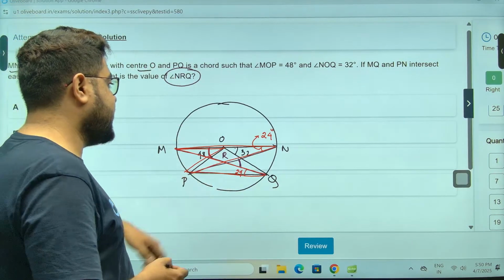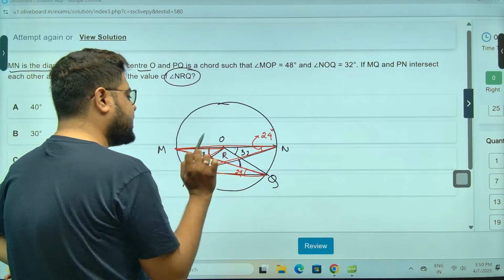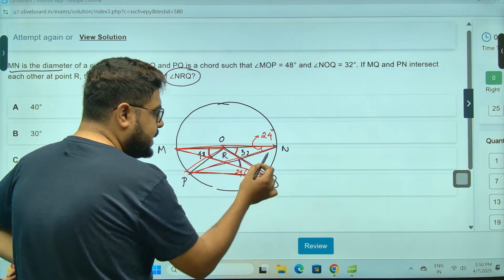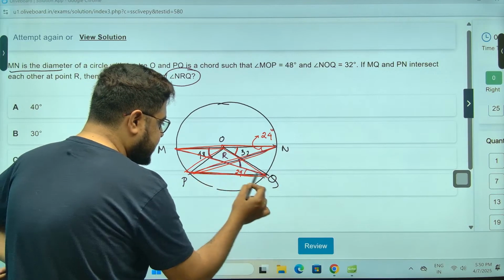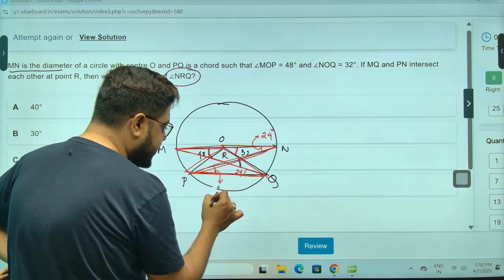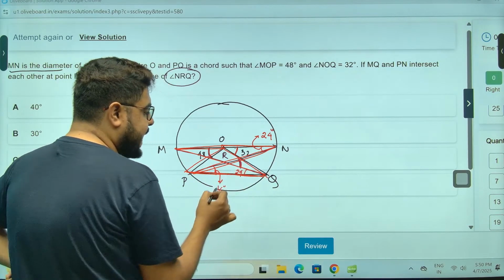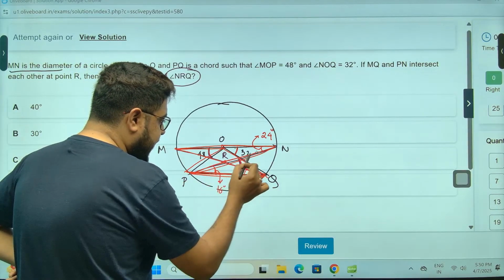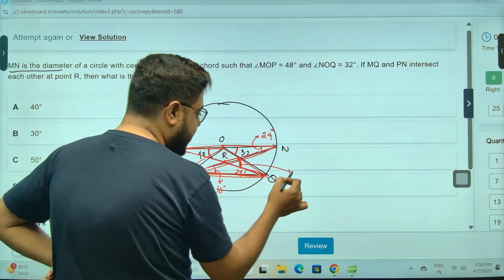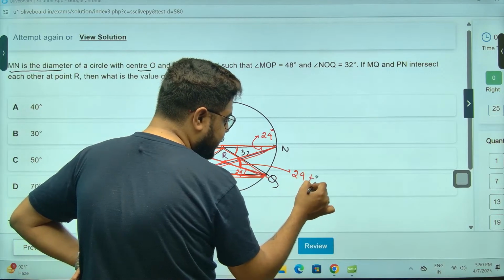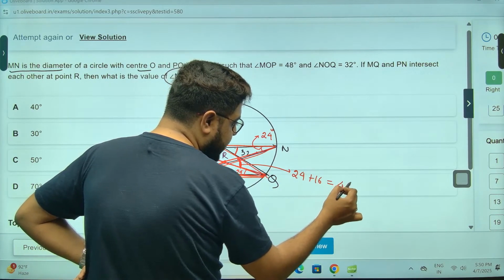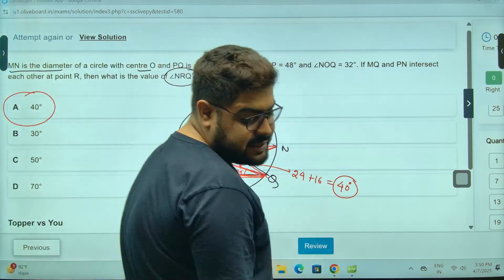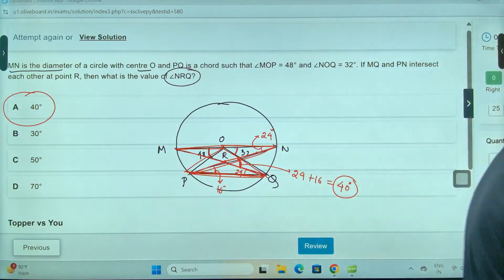Okay, let's take this triangle. You can either take this triangle or this triangle, both work. Sir, if this is 32 now, this angle, again you see same, half of this is 16. This angle is the external angle of this triangle. You see this triangle, external angle is this one. So this will be equal to 24 plus 16. The answer will be 40 degrees. Option number A.